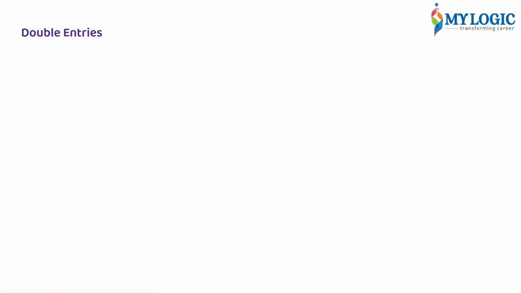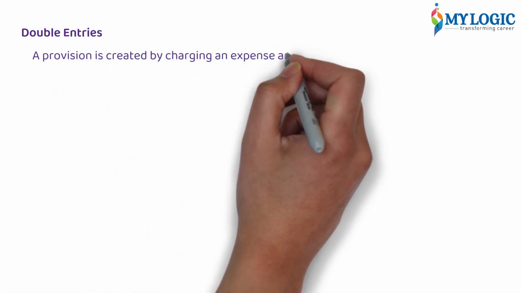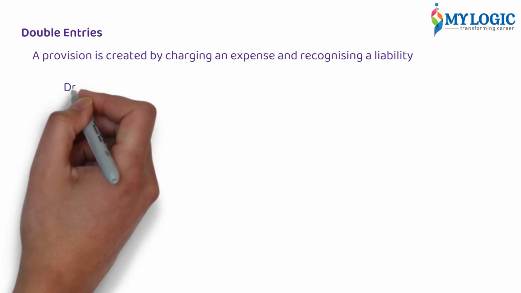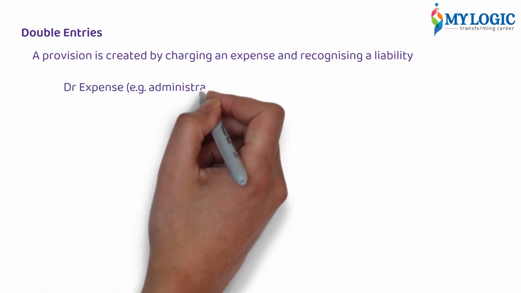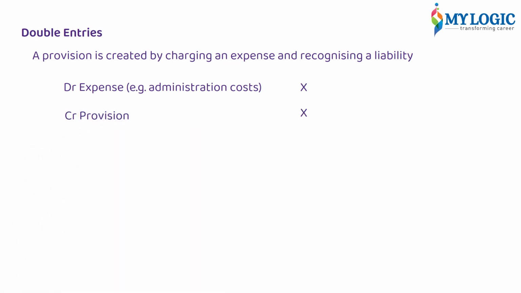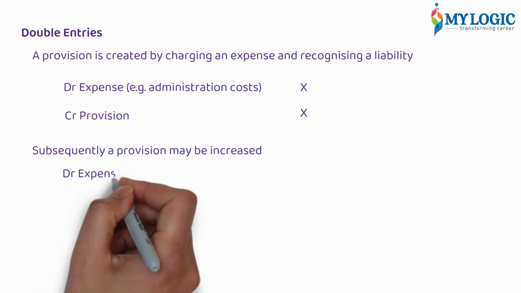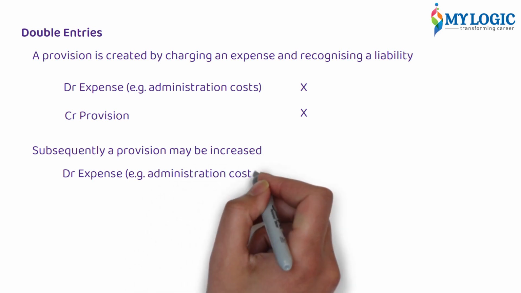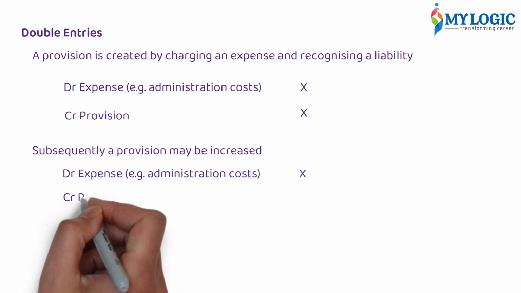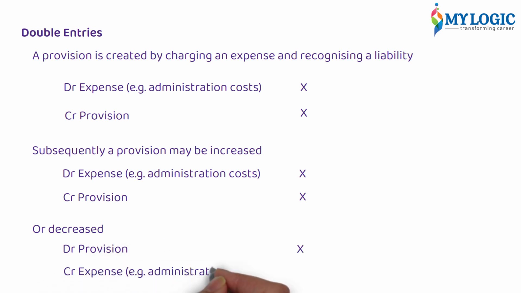Double entries. A provision is created by charging an expense and recognizing a liability. Debit, expense, for example, administration costs. Credit, provision. Subsequently, a provision may be increased. Debit, expense, for example, administration costs. Credit, provision. Or decreased. Debit, provision. Credit, expense, for example, administration costs.